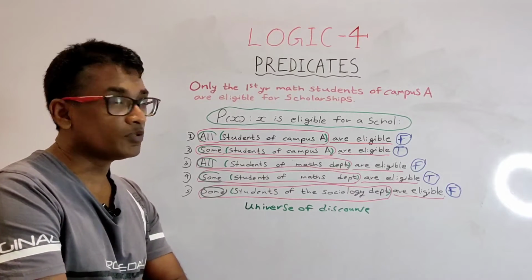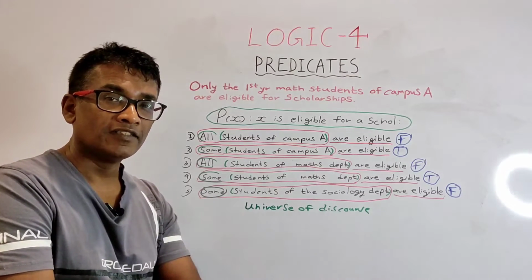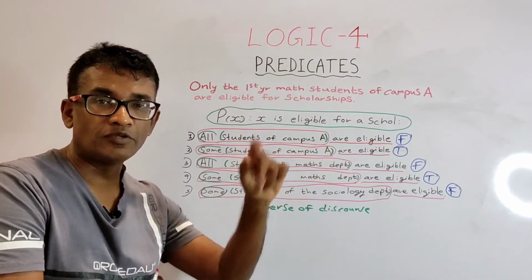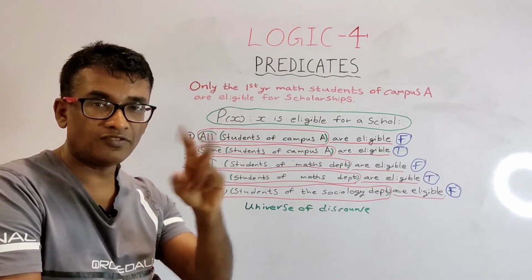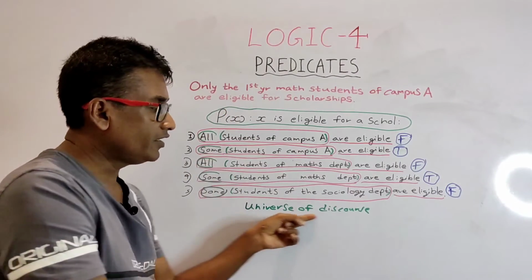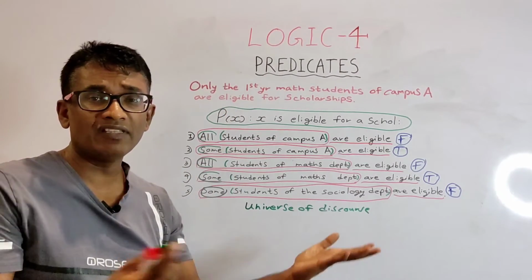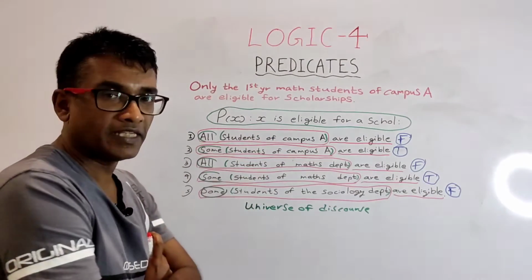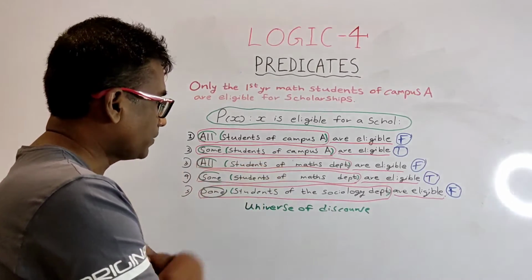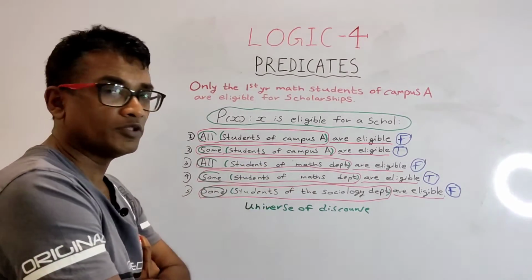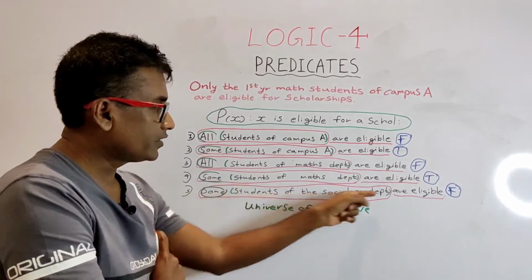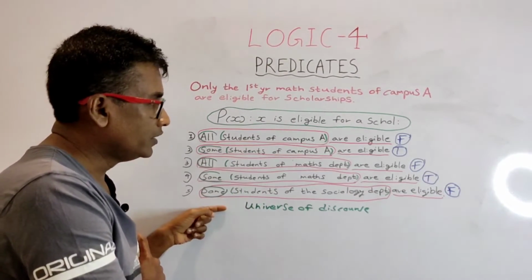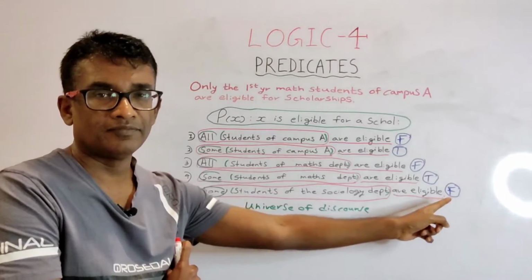Now the truth value of such a proposition that is created from a predicate depends on two factors. What are these two factors? The first one is the universe of discourse. We are given the free will to choose the universe of discourse. Here we have chosen campus A, here the Department of Mathematics, and here the Department of Sociology. Because we chose the Department of Sociology, even if we use some or all, this would be false, right?